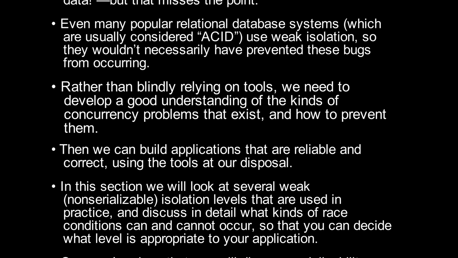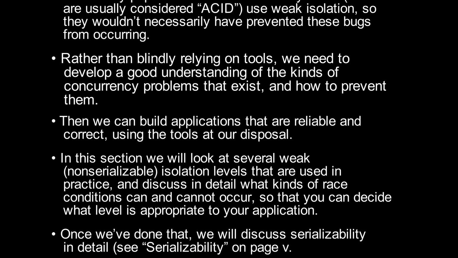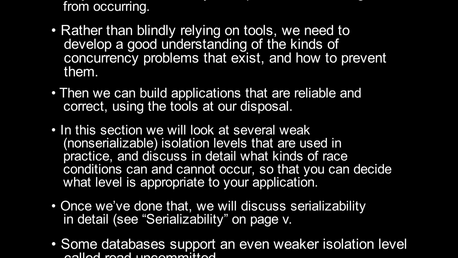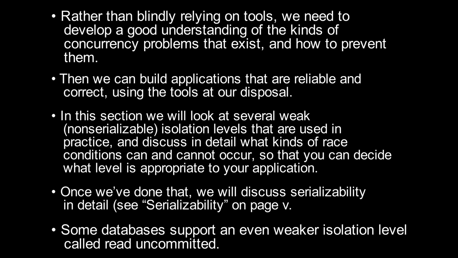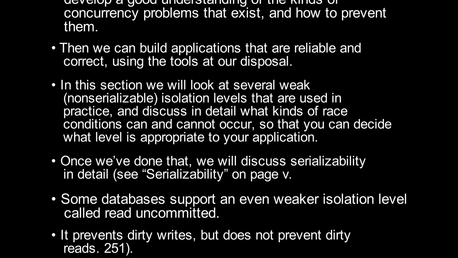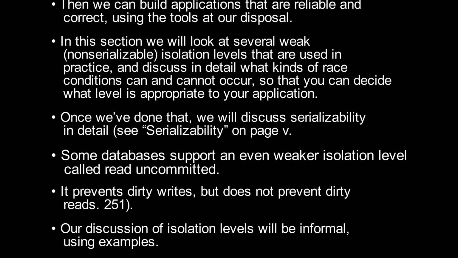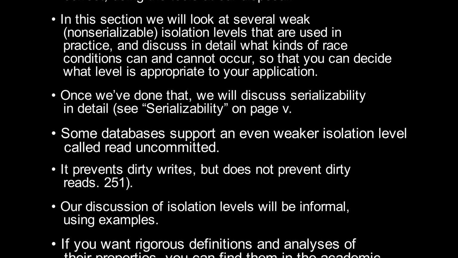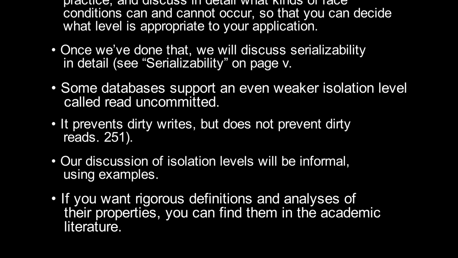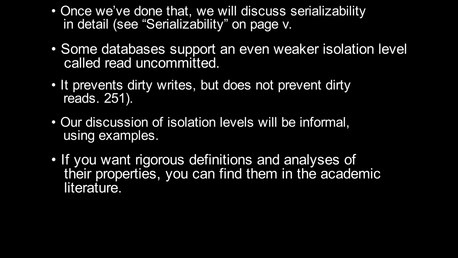In this section, we will look at several weak non-serializable isolation levels that are used in practice, and discuss in detail what kinds of race conditions can and cannot occur, so that you can decide what level is appropriate to your application. Once we've done that, we will discuss serializability in detail. See "Serializability" on page 251. Some databases support an even weaker isolation level called read uncommitted. It prevents dirty writes, but does not prevent dirty reads. Our discussion of isolation levels will be informal, using examples. If you want rigorous definitions and analyses of their properties, you can find them in the academic literature.